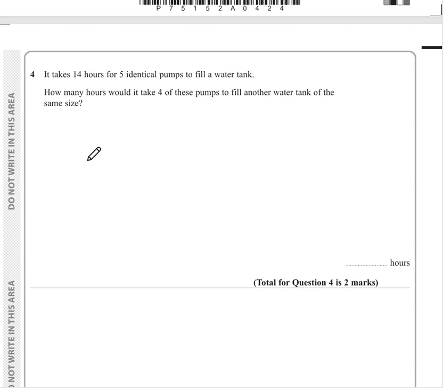Question 4. It takes 14 hours for 5 identical pumps to fill a water tank. How many hours would it take 4 of these pumps to fill another water tank of the same size? So we've got 5 pumps and 14 hours. The key to these questions is to scale it. Let's have a think about how long one pump would take.